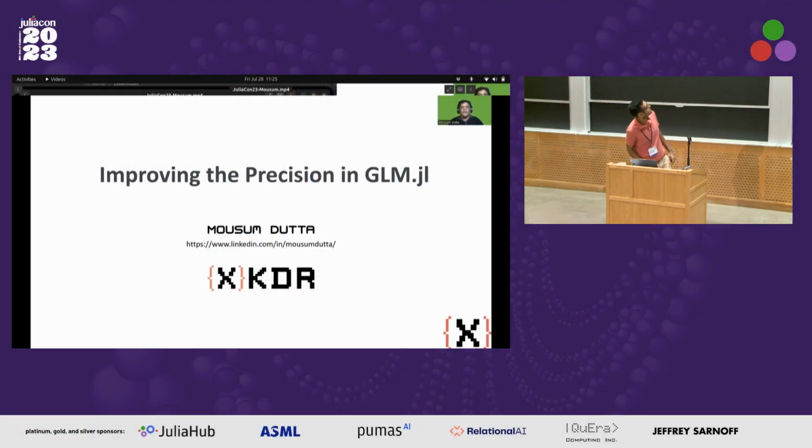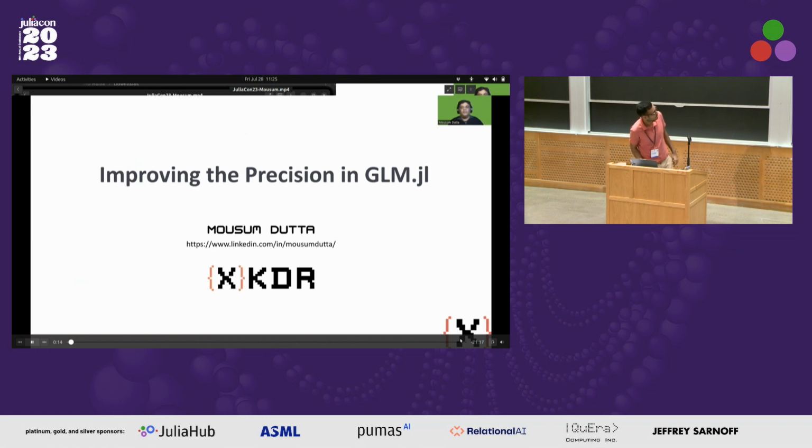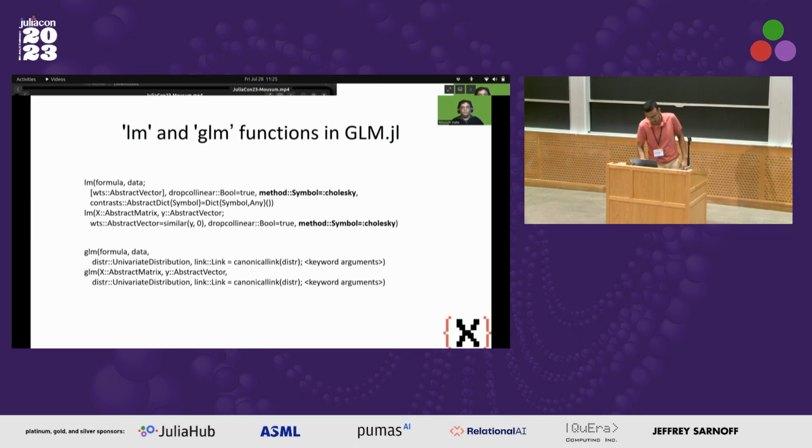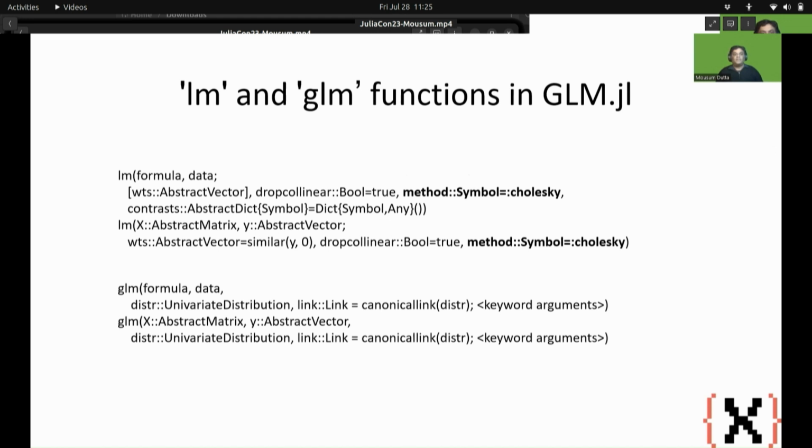method in the lm and glm function in the GLM.jl module. The method argument takes only two symbols, :cholesky and :qr. The method argument controls which matrix factorization method to use. If method equals :cholesky, which is the default one, then the Cholesky decomposition method will be used. If method equals :qr, then the QR decomposition method will be used.